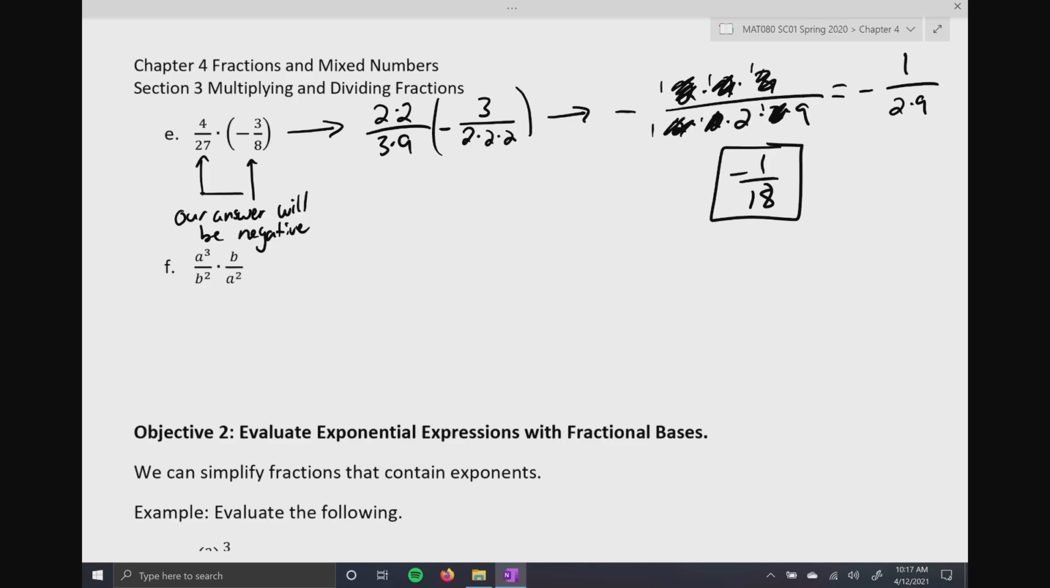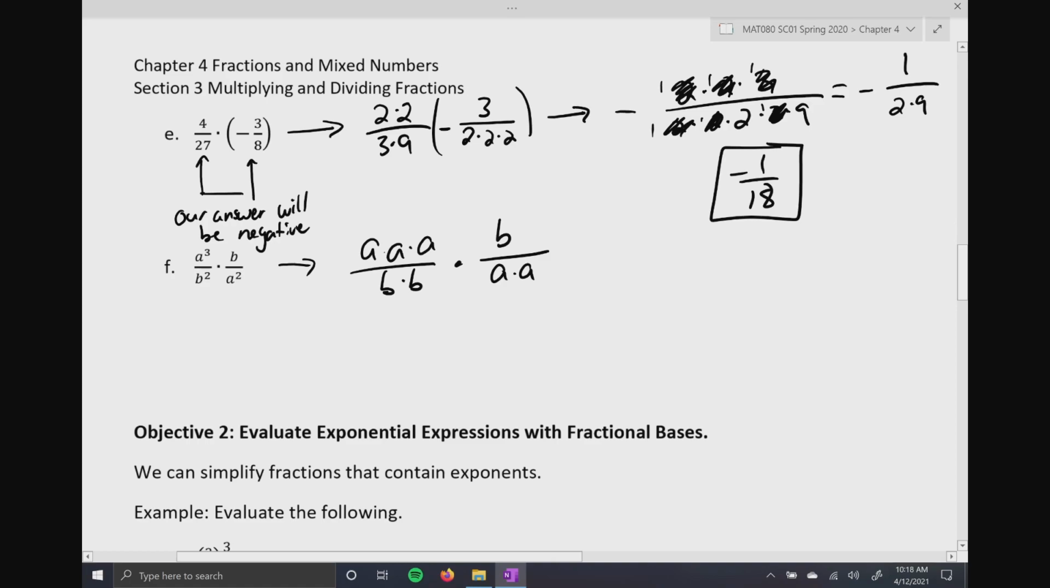All right. Last problem. A to the third over b to the second, times b over a to the second. I love this problem. It's the easiest one that we're going to be doing, by far, because there's no numbers. All you have to do is just write out what they mean. A to the third means a times a times a, all over b to the second, b times b. Now for the second fraction, you have a b in the numerator, and then a to the second is just a times a.